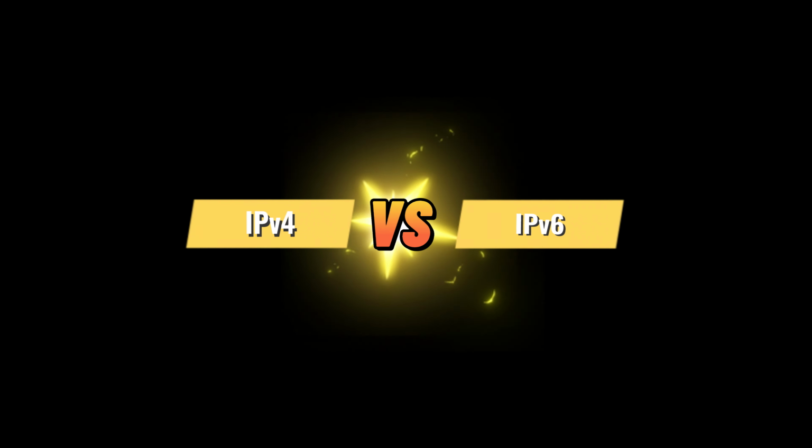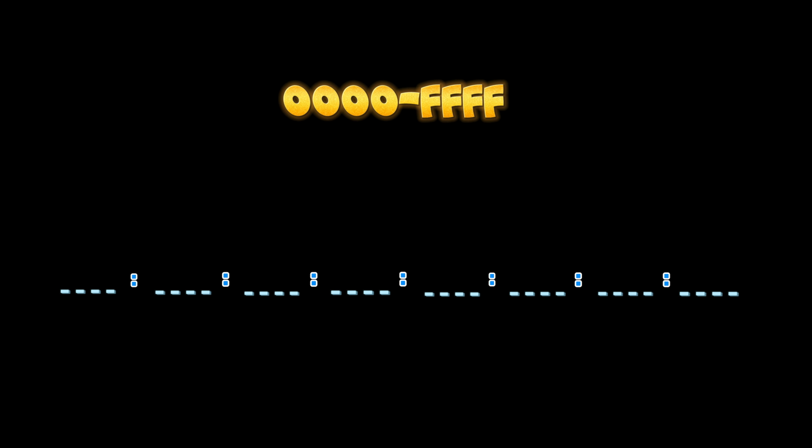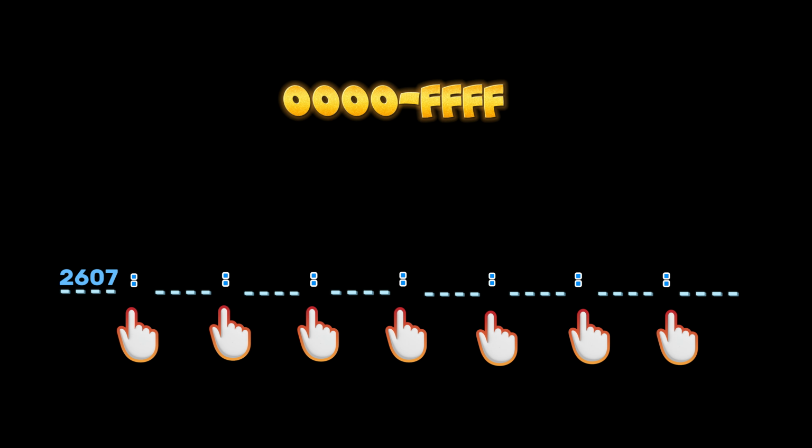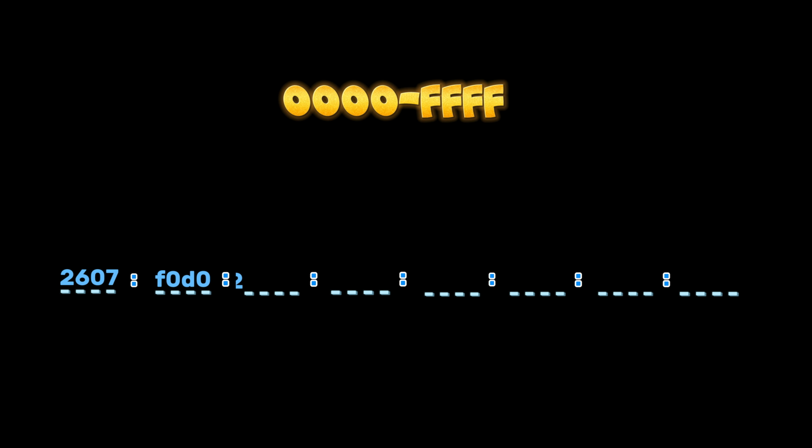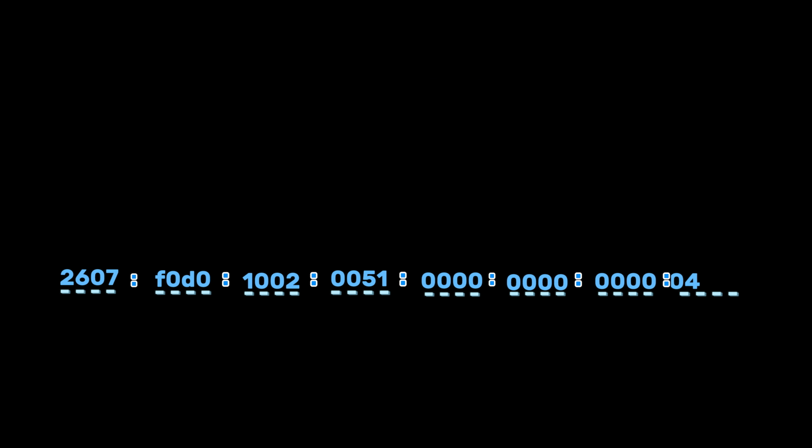Its main purpose is to solve the problem with the insufficient number of IPv4 addresses. And thus IPv6 uses not 4, but 8 groups of digits. Each group has 4 digits, which are not decimal, they are hexadecimal, and the groups are not separated by dot, they are separated by colon. For example, 2607 F0D0 1002 0051 followed by 15 zeros and finally a number 4 is an IPv6 address.